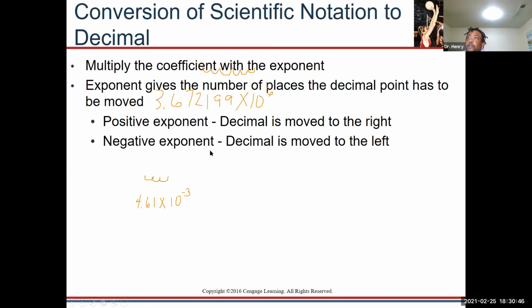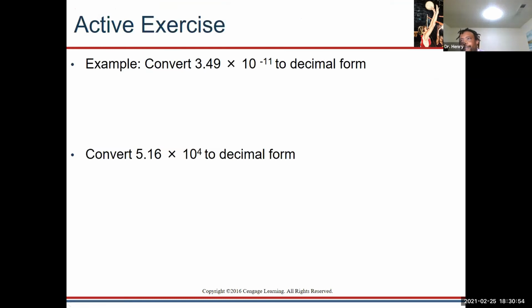Okay, so let's see here. Now we're going to convert scientific notation to decimal format. So how am I going to do this? You're going to put 11 zeros in front, or 10. Okay, so you're saying I'm going to move this way. 1, 2, 3, 4, 5, 6, 7, 8, 9, 10, 11.